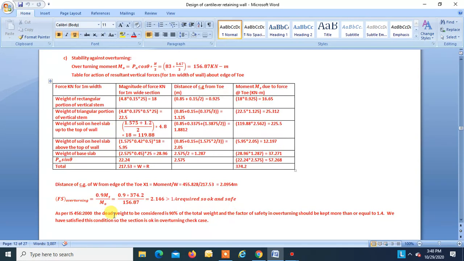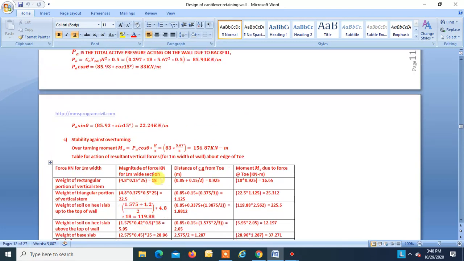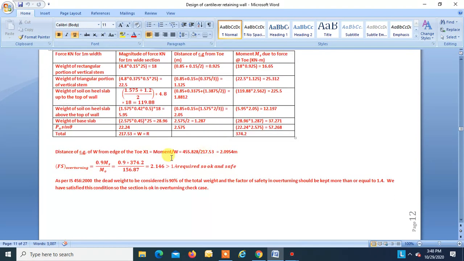Okay, so our formula is 0.9 into resisting moment divided by MO. That's 0.9 into 374.2 divided by 156.87. 156.87 is our overturning moment, right? So this is equal to 2.146, which is greater than 1.4, so it is safe.